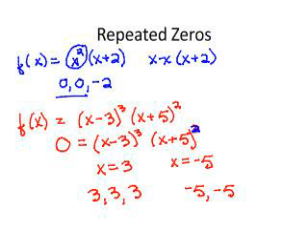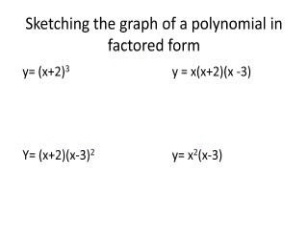But there are only 2 different real zeros. Okay? Now let's try sketching what the graph of that polynomial is going to look like if they are repeated zeros. So I have some with repeated zeros and I have some that are not.